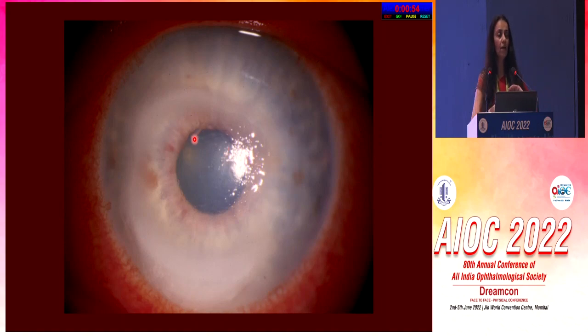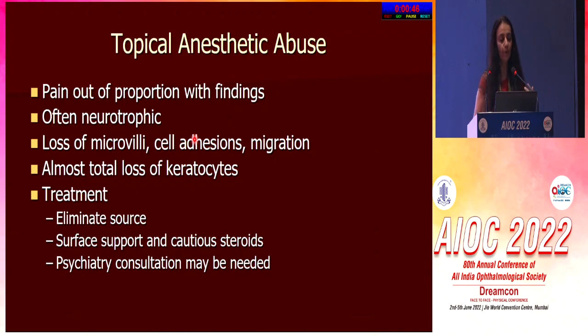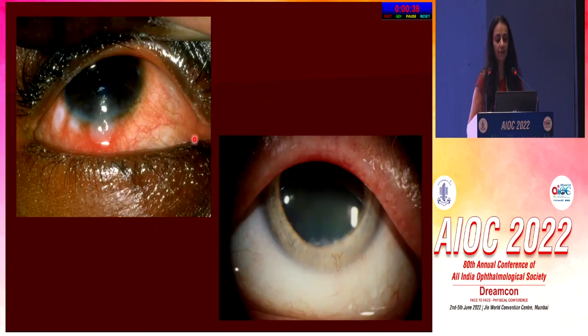This is both eyes of one patient, and you can see from this eye that it's very dry, with lots of epithelium missing. This is actually alkaine toxicity, so topical anesthetic toxicity. So if you see ring ulcers in both eyes, especially if they have a lot of pain, but when you test their sensation, it is decreased, that should make you start thinking of anesthetic toxicity.